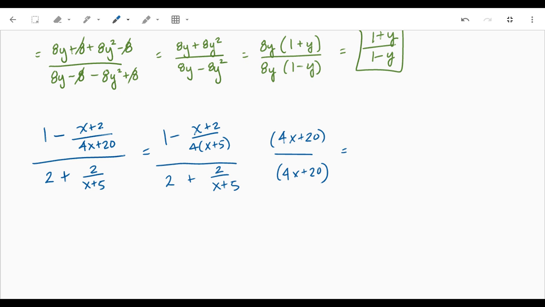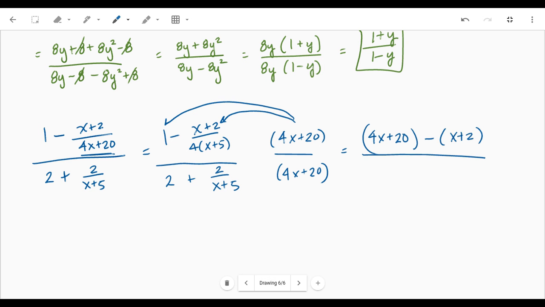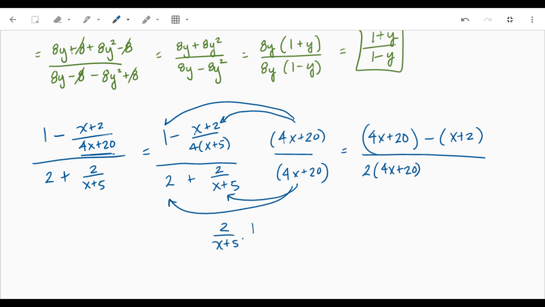So what I'm going to end up with when I distribute it to here, I'll have 4x + 20. And then I'll do minus, when I distribute it to here, the 4x + 20 is going to cancel, because remember that 4 times (x + 5) is just 4x + 20. Okay, so then I have x + 2. And then in the denominator, I'm going to have 2 times 4x + 20. And then again, if I multiply it by this, what I end up with is 2 over (x + 5) times 4 times (x + 5). So those x + 5s cancel out, and I just have 8.